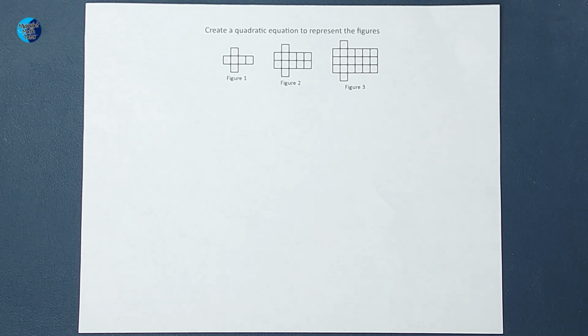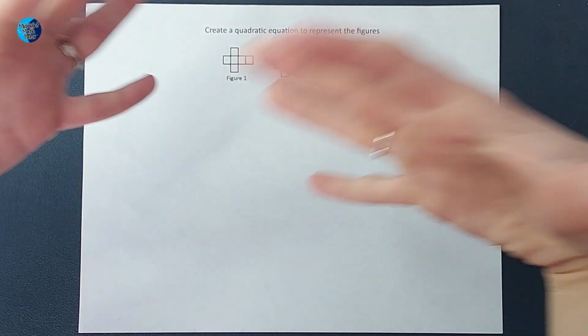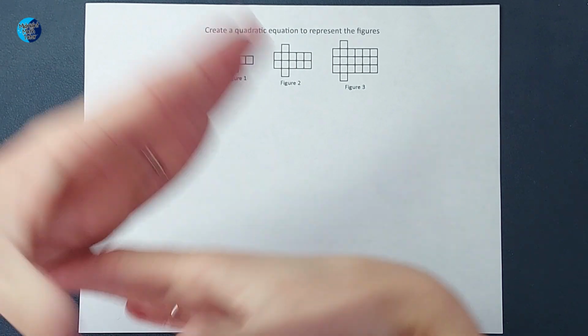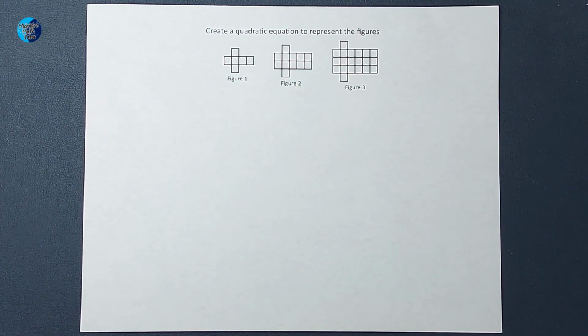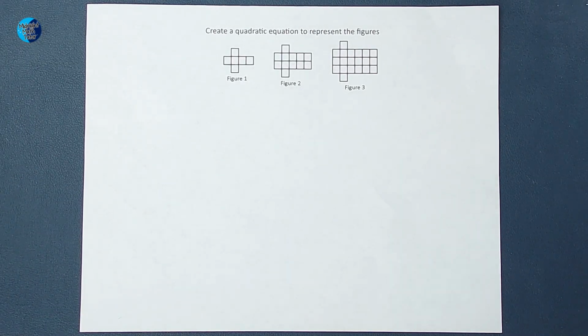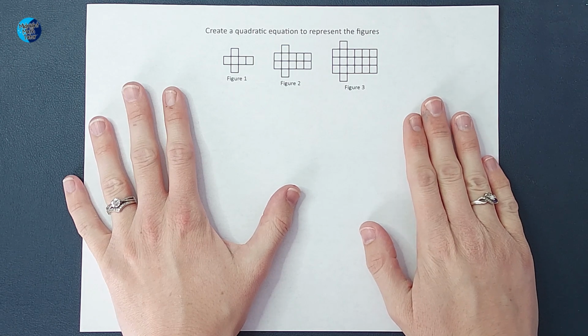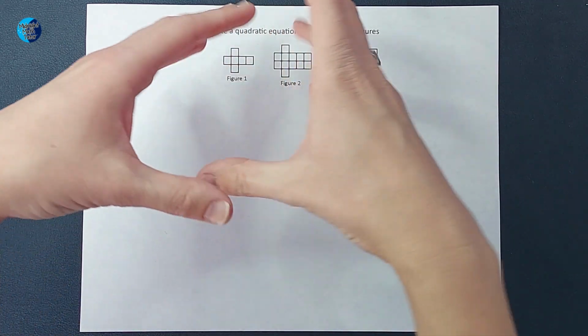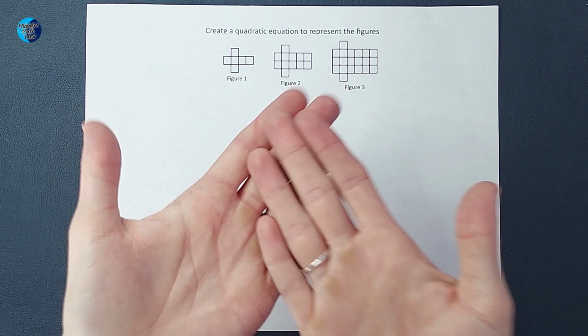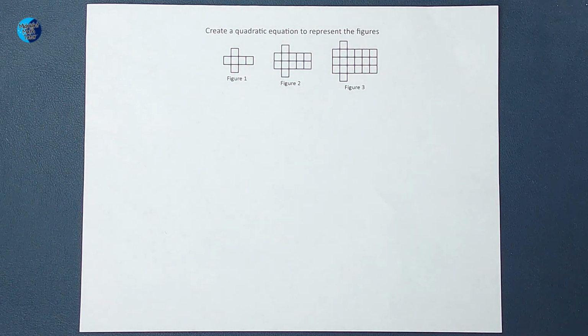Hey guys, we've got some boxes here. They're growing and somebody somewhere wants me to create a quadratic equation to represent these figures. The purpose of that is so that I can be like, all right, what's figure 200 gonna look like? And I won't have to draw a bunch of these. I'll just be able to plug it into that equation and tell what it is.